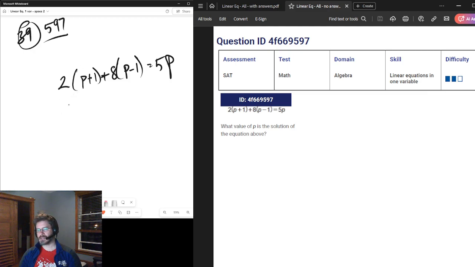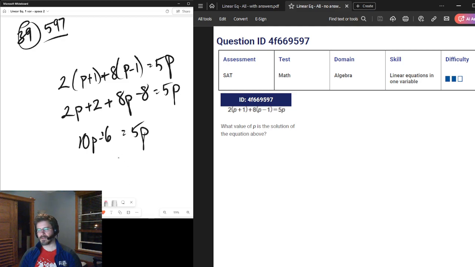What value of p? So 2p plus 2 plus 8p minus 8 equals 5p. We're distributing there. Combine like terms, we get 10p minus 6 equals 5p. Sorry for my funky looking 6 there. Clean it up. There we go. Subtract the 5p, add the 6, we get 5p equals 6, and p is 6/5.